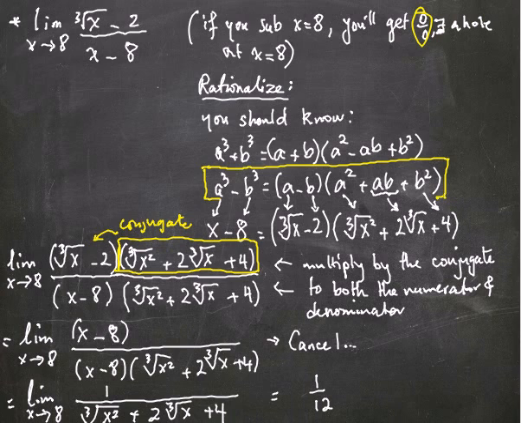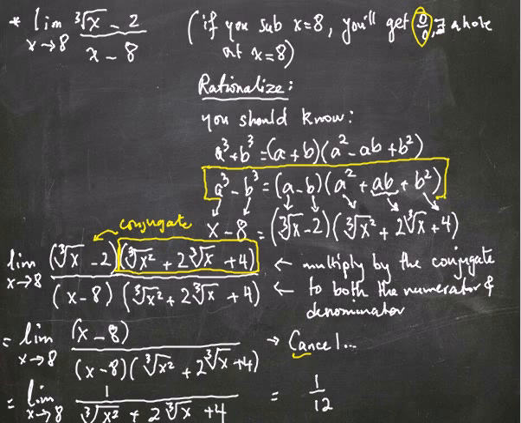We don't even need to worry about expanding, doing the FOIL approach. We don't need to worry about that, because since these two are conjugates, the product is going to yield a cubed minus b cubed. So we end up with x, the cubic root of x cubed becomes x, minus 2 cubed is 8, over x minus 8, what we have in the denominator here, times that expression. Cubic root of x squared plus 2 cubic root of x plus 4.